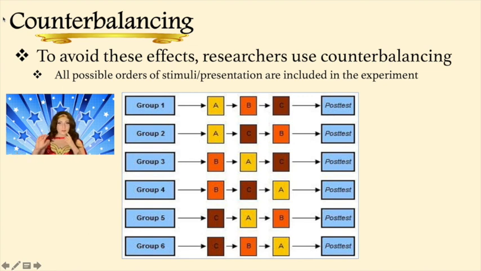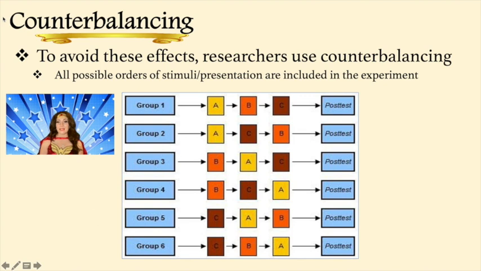So this is an example of counterbalancing. By putting the levels of your independent variable in different order, all of this will cancel out all of those previous disadvantages that we talked about when it comes to repeated measures design, when it comes to using the same participants over time.